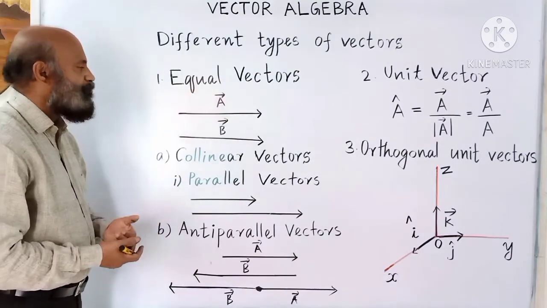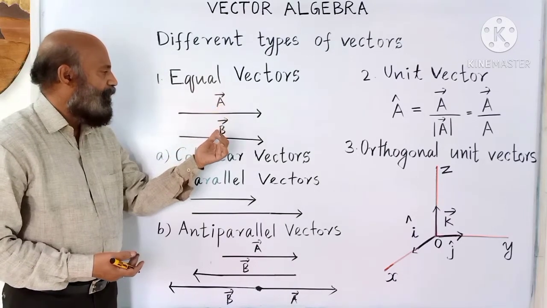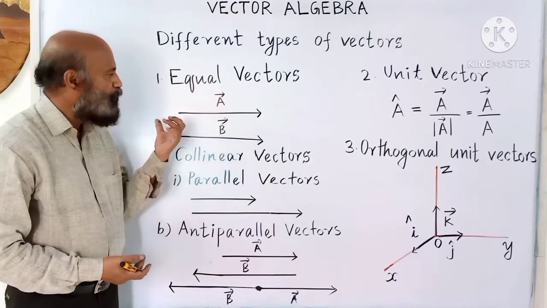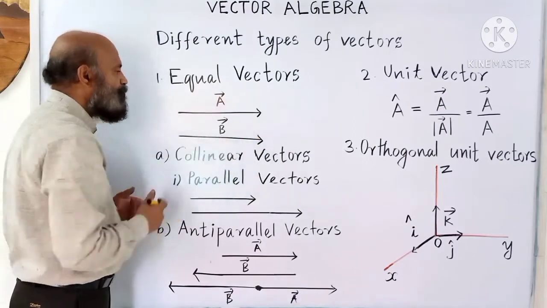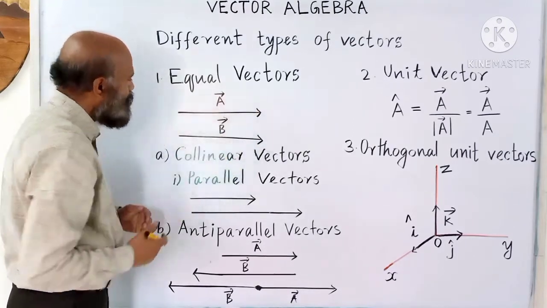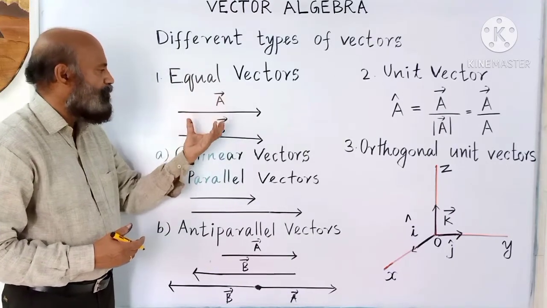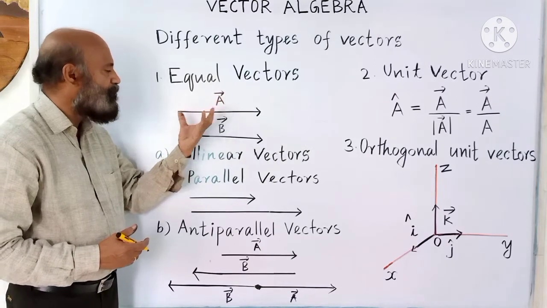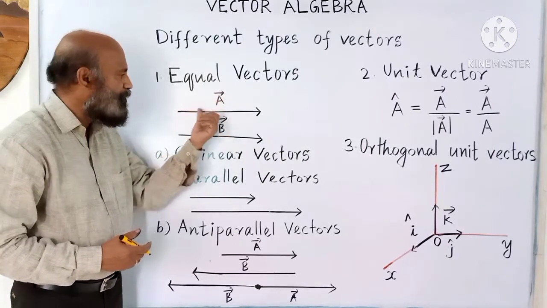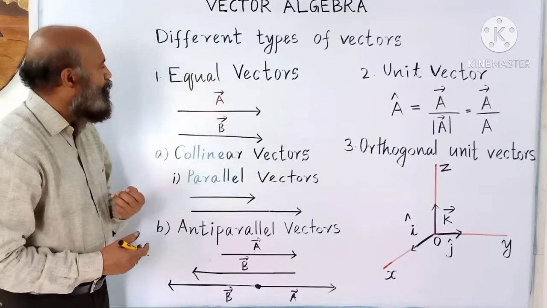Equal vectors. Two vectors, A vector and B vector, are said to be equal if they have same direction and same magnitude. And it should be of the same physical quantity. For example, force, this is also force, or this is displacement, this is also displacement.